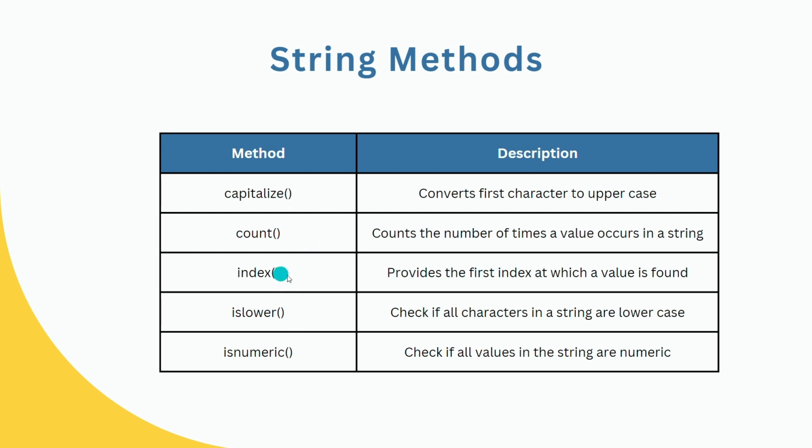Then index. So if you want to find the index of a specific character or a value which is there in the string, the index function will give you the first occurrence index. It means that, let's say, if L is there two times and if you want to find the index of L, the index function will return the first occurrence index. Then islower. The islower method will check if all the characters in the string are in lowercase. Then we have isnumeric, which will simply check if all the values in the string are numeric. So now let us go to the code.